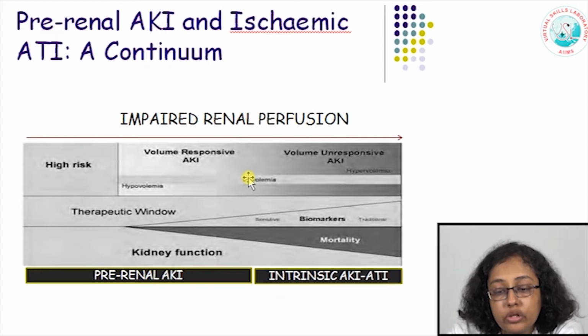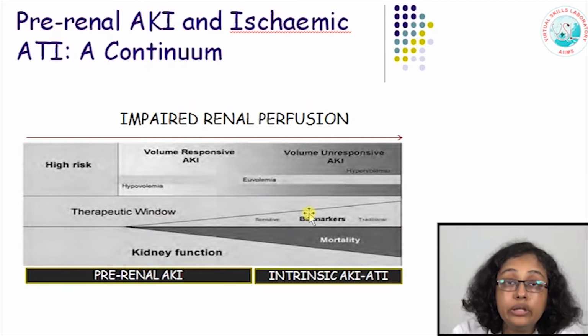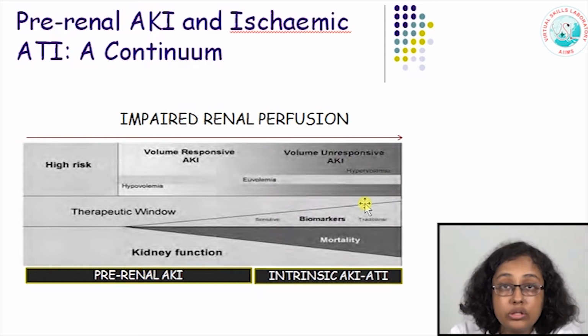So, you have a patient who has high risk of ischemic acute tubular injury, and if initially there is pre-renal AKI, the patient may respond to correction of volume. But if this is not addressed at the appropriate time, the tubular injury and tubular necrosis sets in, and at this period the patient has volume unresponsive acute kidney injury. So it's a continuous spectrum. It all depends on at what stage you diagnose the patient and whether you have intervened or not.